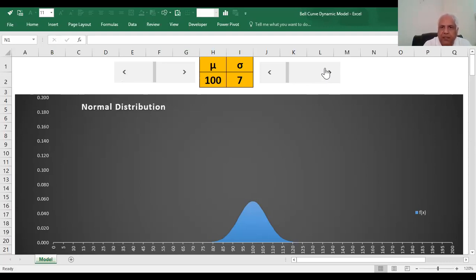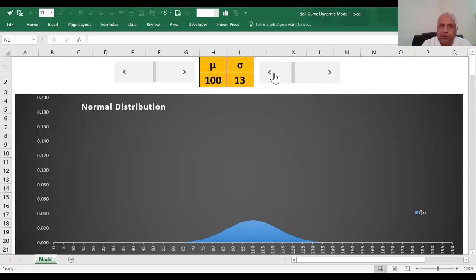Let's increase the standard deviation. 8. See it collapsing? 9. Collapsing further. 10. 11. 12. So the bell curve is now becoming what we people look like after eating a walima. It is becoming fatter and fatter. And because it has to preserve the area under the curve, it is also collapsing.